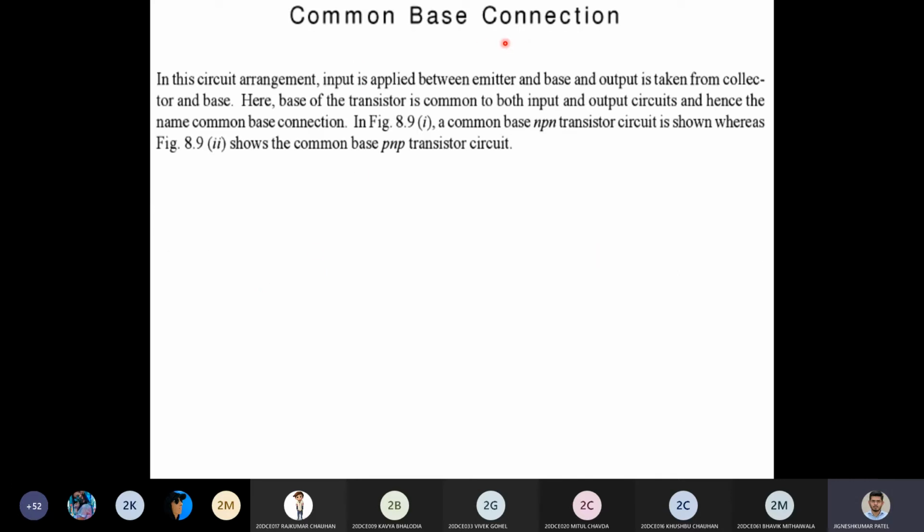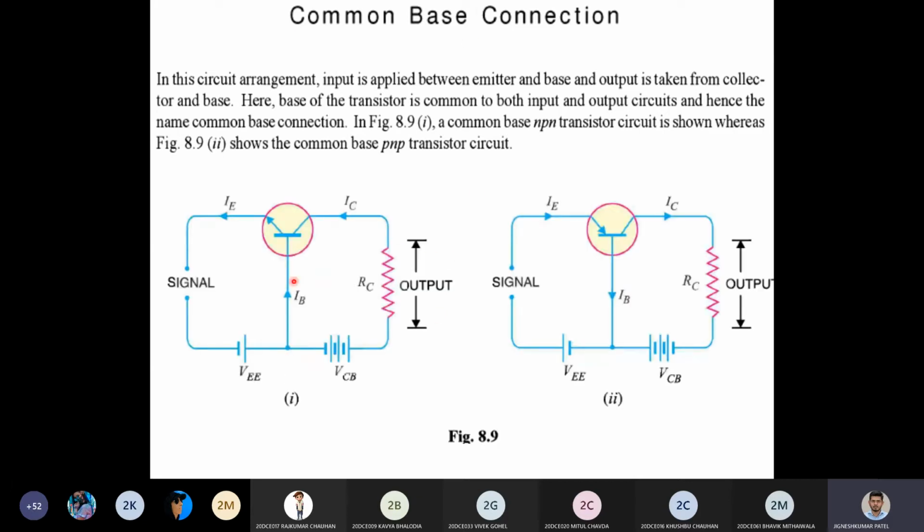So the very first is the common base connection. What is a common base connection? The base is considered as common. So this is a common base connection, with the base as the center. One voltage is applied between the emitter and base, and the other voltage is applied between your base and your collector. This is the example of NPN, and this is PNP. A common base is shown, and the PNP is in the other one.